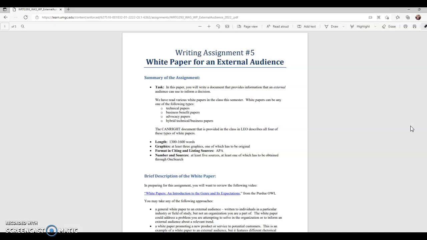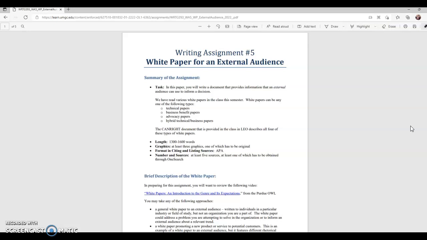I'm going to go over writing assignment number 5, the white paper to an external audience. We've dabbled in some discussions about the white paper this term, but I thought an independent video just going over it, especially because of its value, would be really important and hopefully help you contextualize the assignment as you work this week in building your drafts.